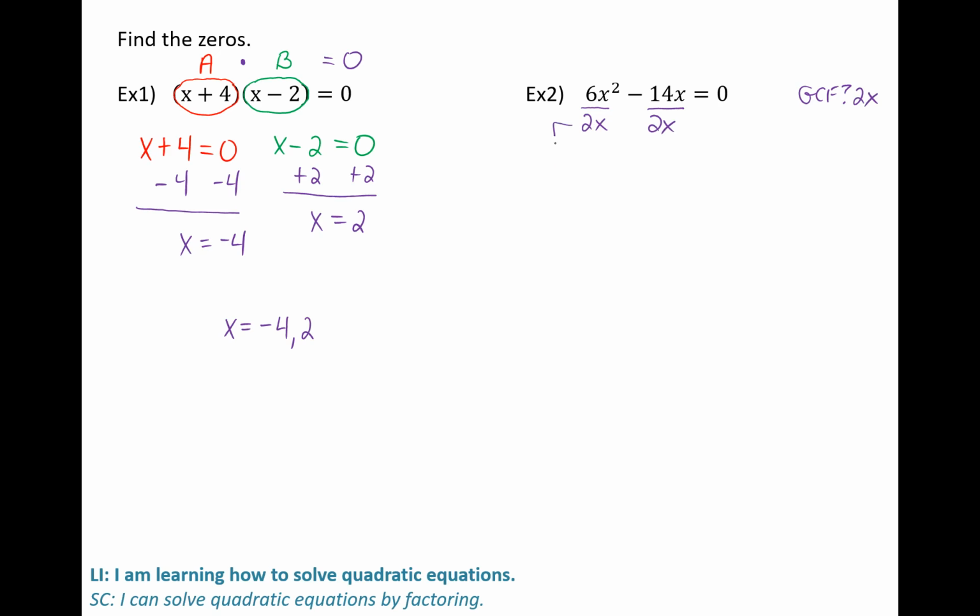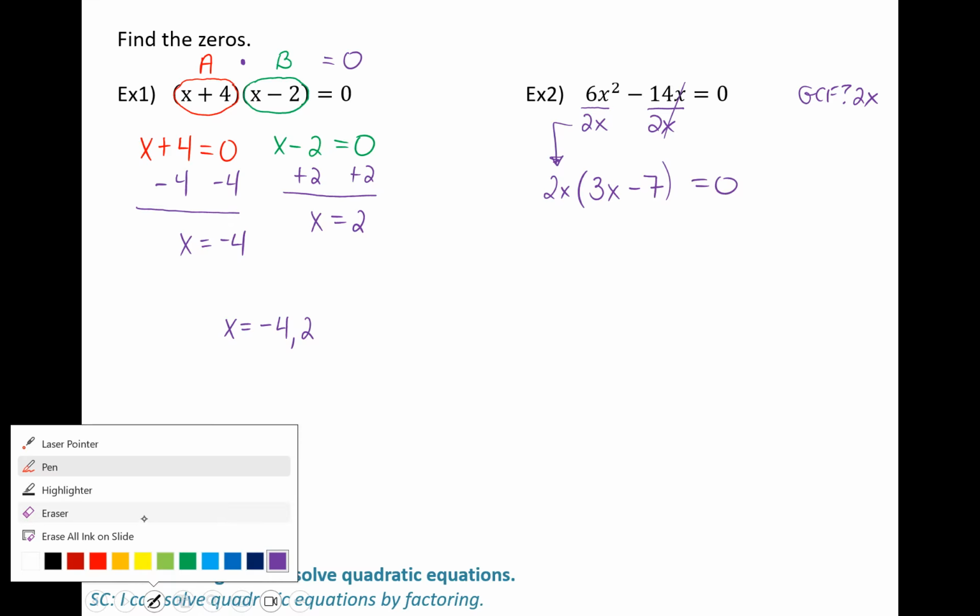And then where do I write it? Oh yeah, in front of parentheses. All right, and then I go ahead and divide. So 6 divided by 2 is 3. x squared divided by x gives me x. And then -14x divided by 2x, -14 divided by 2, I get -7, and the x's cancel, and I have equals 0.